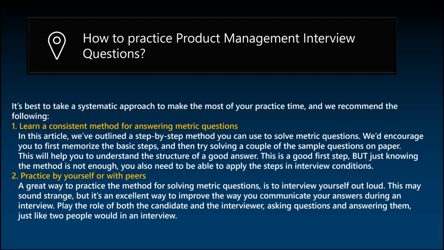Hence, the second step is to practice by yourself or with your peers. A great way to practice the method for solving metric questions is to interview yourself out loud. This may sound strange, but it's an excellent way to improve the way you communicate your answers during an interview. Play the role of both the candidate and the interviewer, asking questions and answering them just like two people would in an interview.